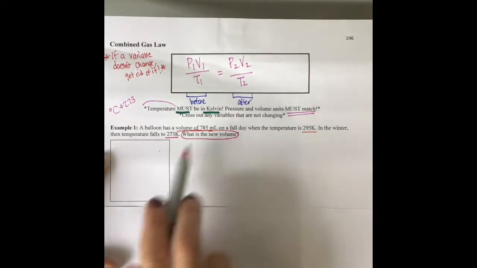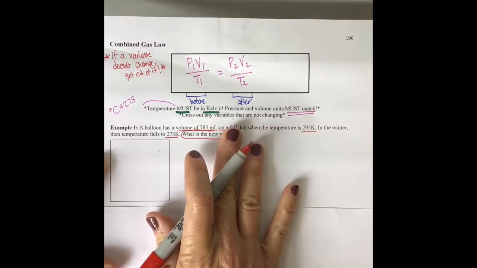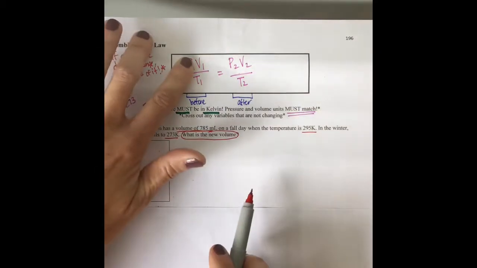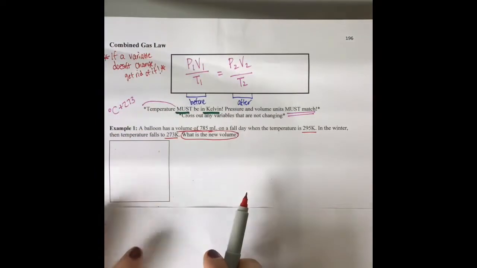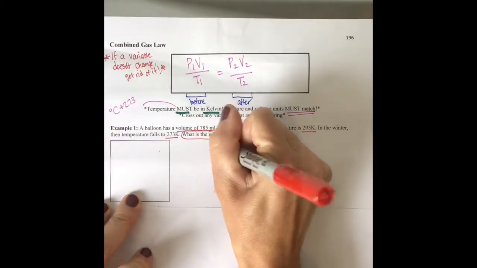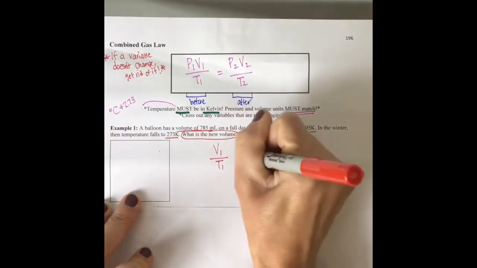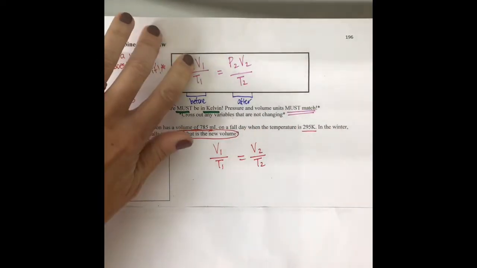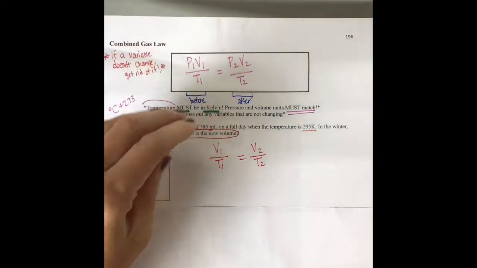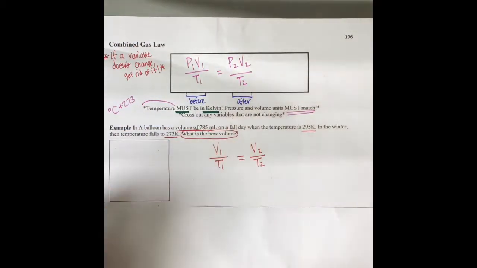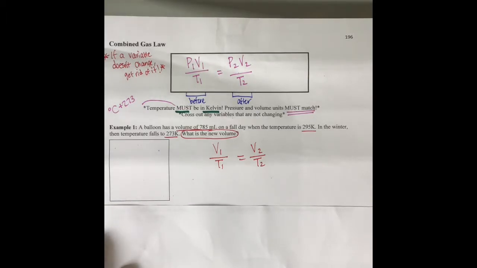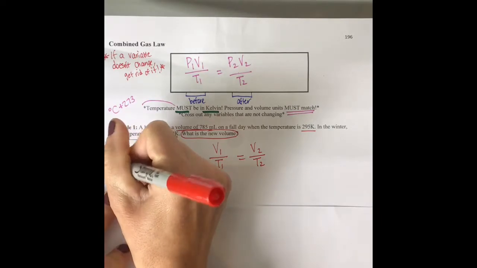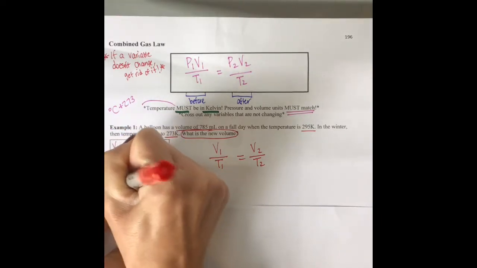Notice that they did not mention pressure at all. So we are assuming that pressure doesn't change. We don't need to account for it in our equation because it's remaining constant. So I'm going to use the equation V1 over T1 equals V2 over T2. I got rid of the pressure variable because we're just focusing on volume and temperature and how they're changing in this problem. Over here in the box, I want you to get into the habit of writing out what you know.